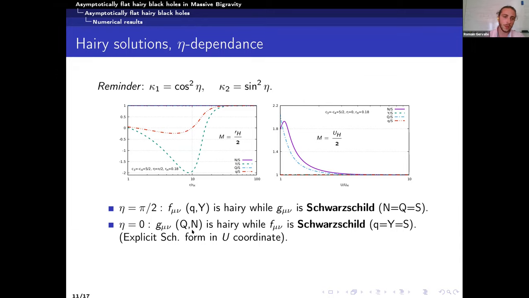The opposite is true when eta goes to 0. In this case, it is F mu that is Schwarzschild and G mu is hairy. And therefore, we call these special solutions hairy Schwarzschild, because one of the metrics is Schwarzschild while the other is hairy. And these solutions are going to be very important when we will describe physical hairy black holes.